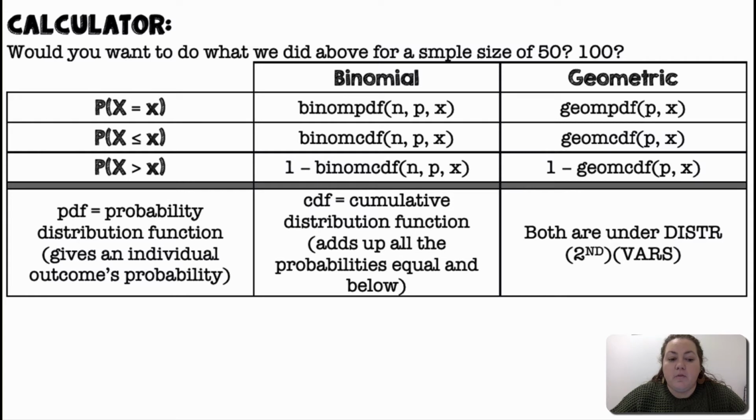PDF, again, stands for probability distribution function. It gives an individual outcome's probability. CDF is cumulative distribution function. It adds up all the probabilities equal to and below. And both are under distributions, which you're going to do second vars on your calculator to find those.